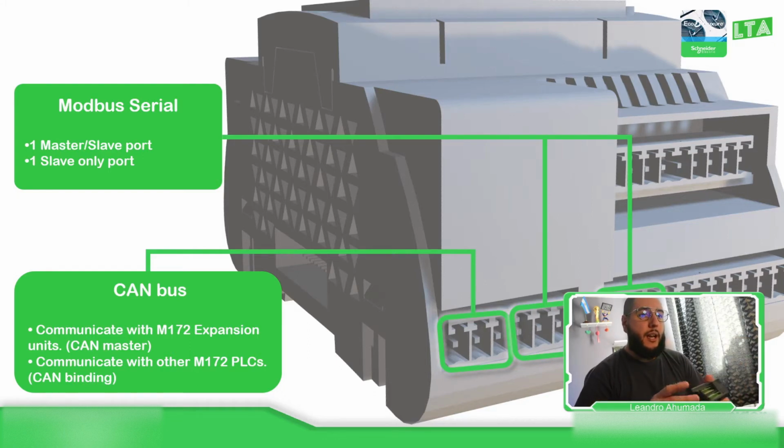Okay, and we have 2 Modbus RS485 ports. They can be used for Modbus serial, or they can be used for BACnet. One of the ports can be only a slave, and the other one can be master or slave. So as you can see, we have communication already embedded in the controller.